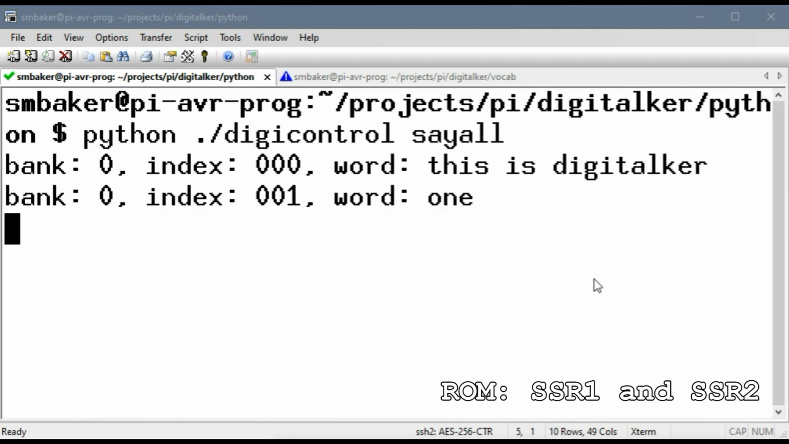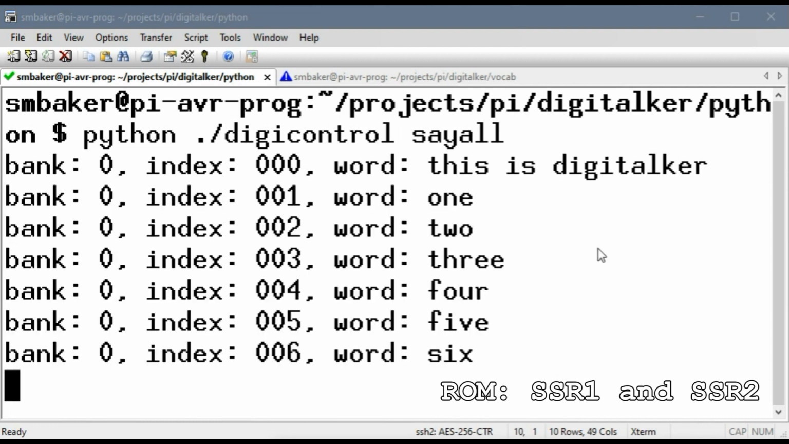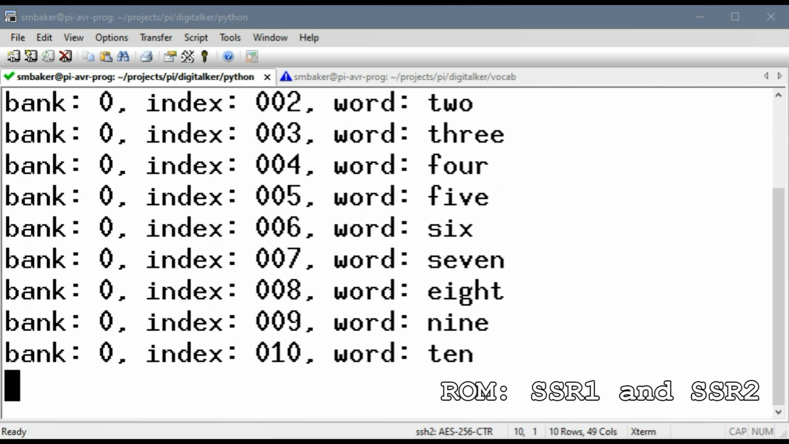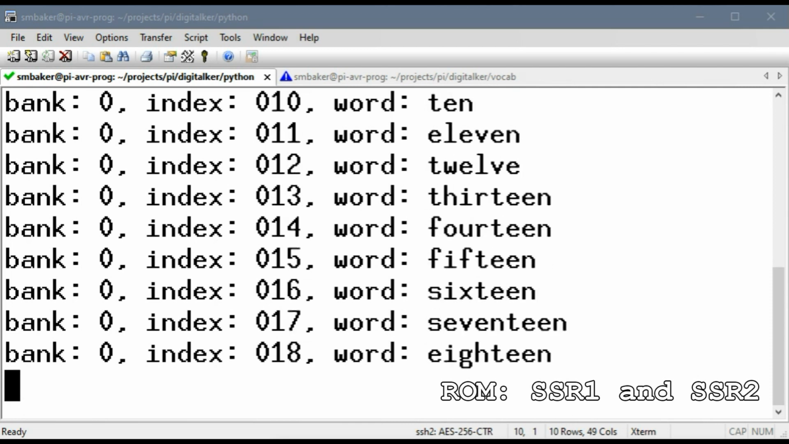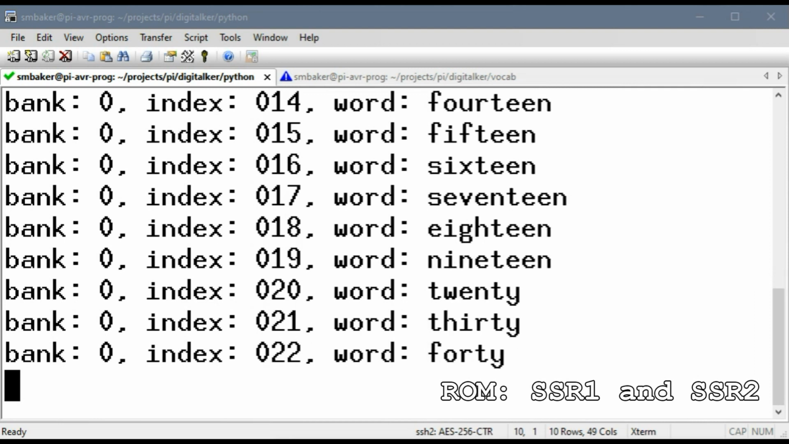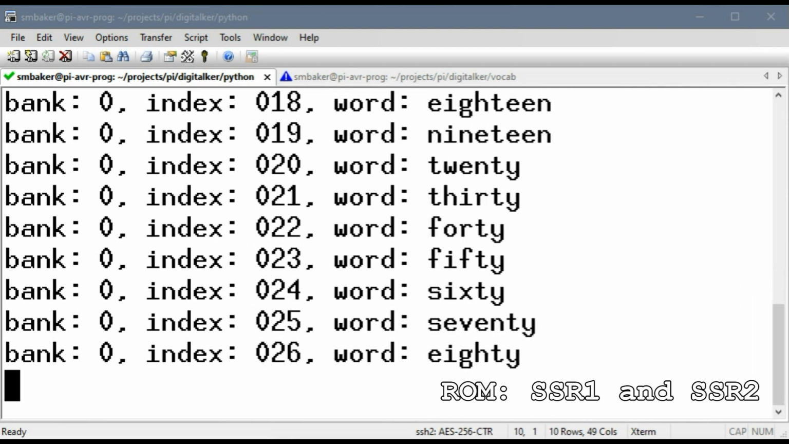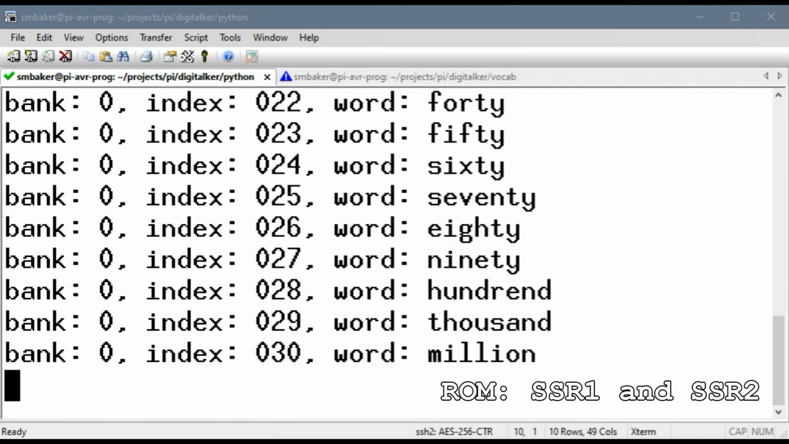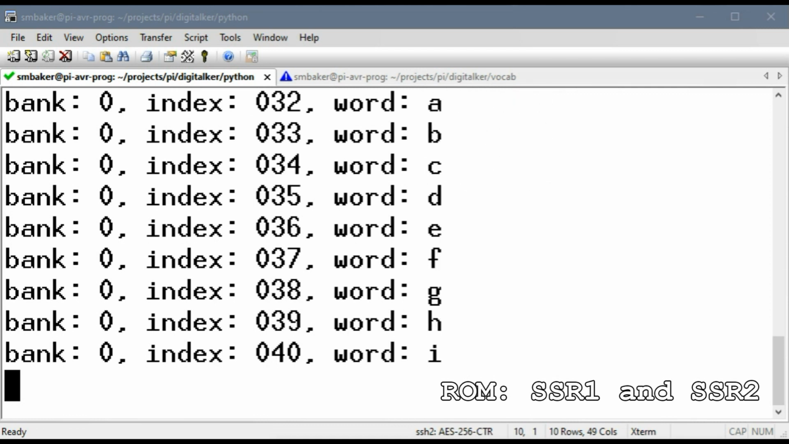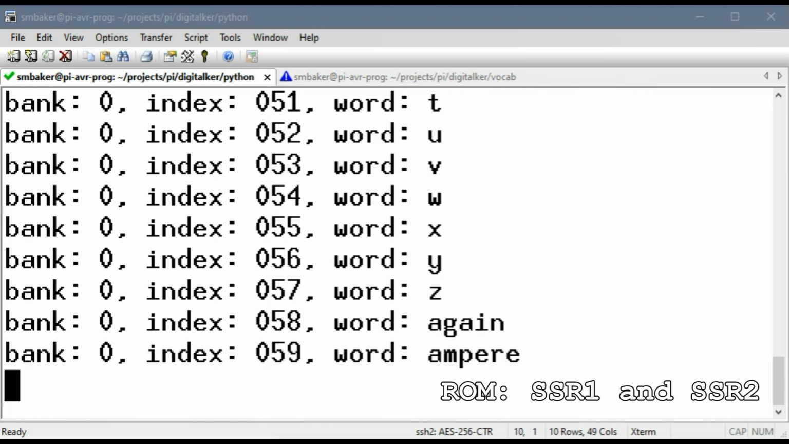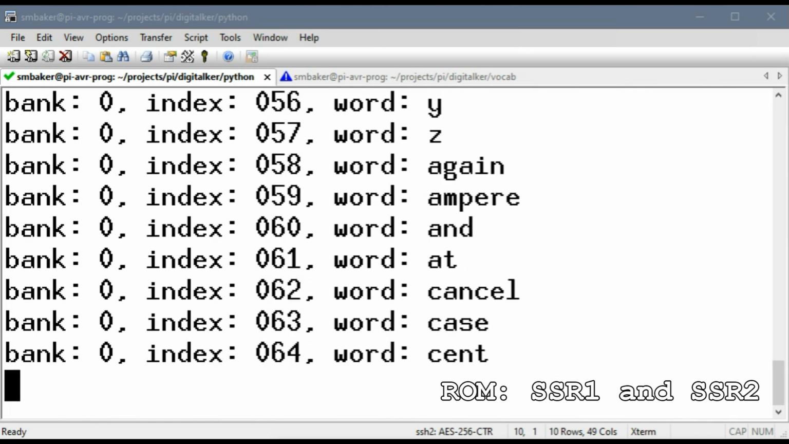This is Digitalker. 1, 2, 3, 4, 5, 6, 7, 8, 9, 10, 11, 12, 13, 14, 15, 16, 17, 18, 19, 20, 30, 40, 50, 60, 70, 80, 90, 100, 1,000, million, 0, A, B, C, D, E, F, G, H, I, J, K, L, M, N, O, P, Q, R, S, T, U, V, W, X, Y, Z, again, ampere, and, at, cancel, case, sent.